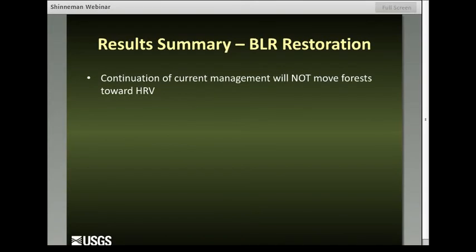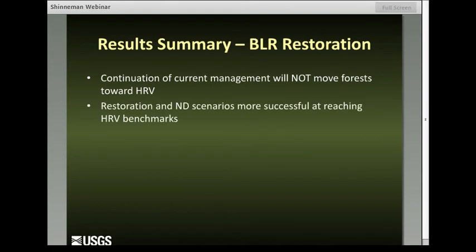So just to quickly summarize the Border Lakes region in terms of some of the restoration objectives that we were hoping to get at with modeling: what we did discover is that the continuation of a current management scenario was not likely to move forests closer toward their historic range of variability. In contrast, the restoration and natural disturbance scenarios were fairly successful at moving the landscape toward these historical range of variability benchmarks. And in doing so, we were able to reduce forest bifurcation. It returned some of the landscape to a natural composition, natural age class distributions, and so on, relative to the current management scenario.